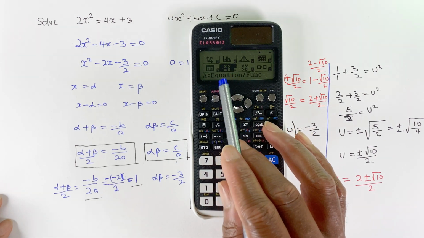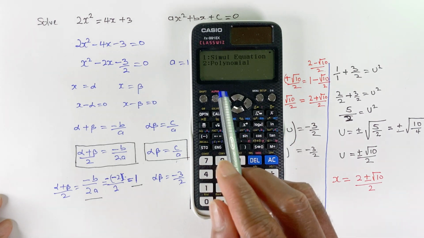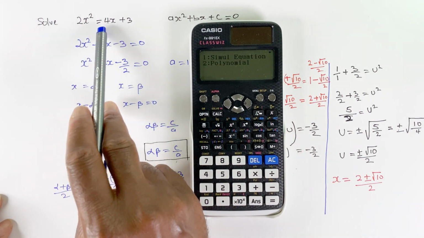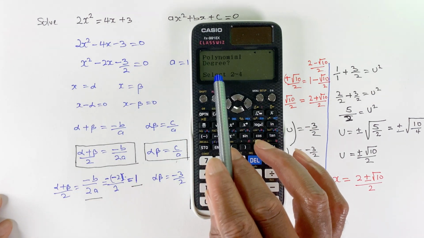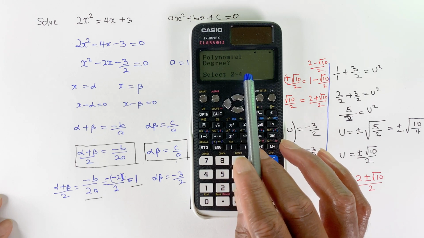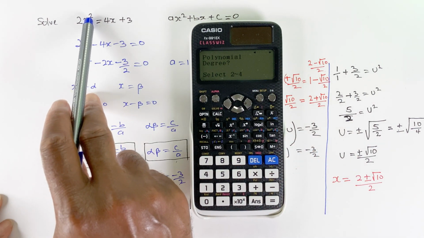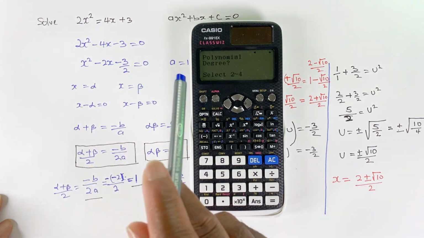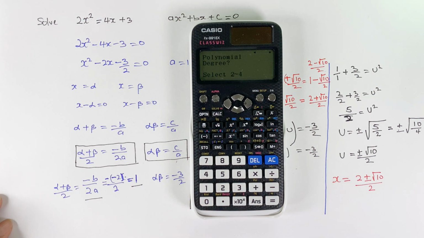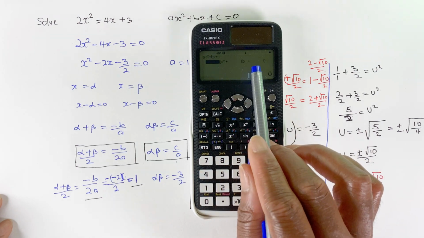Then you want equation and function. So you select that, press equals. Then you want polynomial, because we're dealing with a polynomial. So you press 2. Now, this polynomial option is for 2 to 4 degree. This is degree 2. Degree 3 will be cubic, and degree 4 will be quartic. So we press 2, and we've got the quadratic expression here.